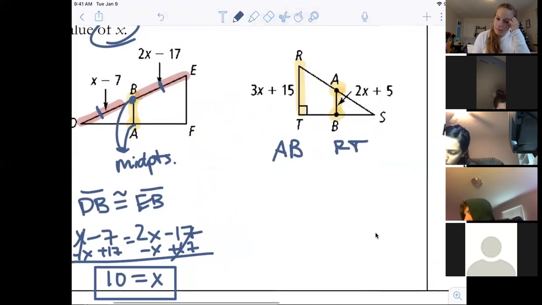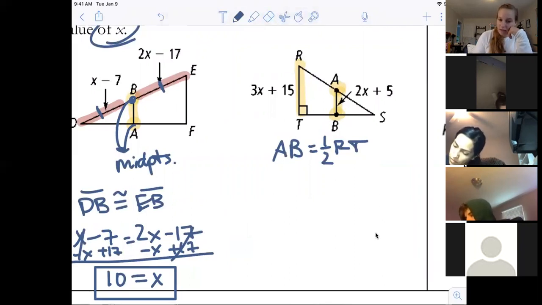Isn't it AB is half of RT? So Maddie knows that the midsegment is equal to one half of the third side. You could also do it the other way where we did 2 times AB equals RT. Either way is correct. And this is the way I usually start by setting it up, so we'll leave it here. Now we're going to plug in our pieces.